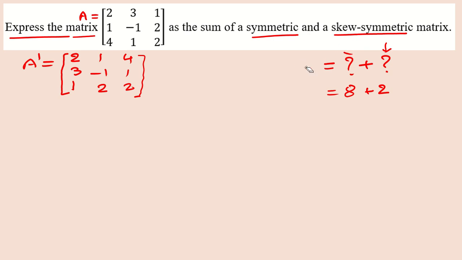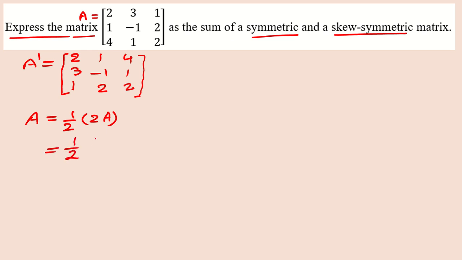Okay? Now, in the same way, here we have to express this matrix as the sum of a symmetric and a skew-symmetric matrix. So what will I do here? See, A can be written as half of 2A. Yes or no? We have multiplied and divided by 2. Now, we can write half of 2A as A plus A. No problem in this.